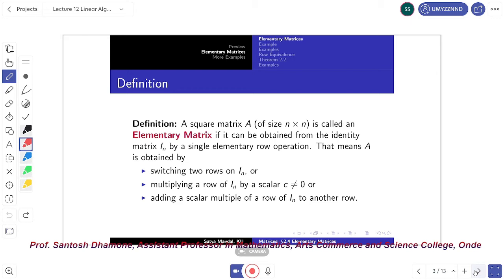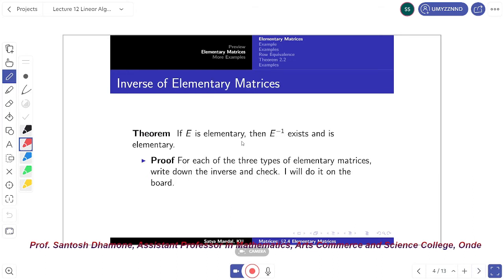Okay, this is a theorem for an elementary matrix. This theorem says that if E is an elementary matrix, then E inverse exists and is elementary. That is, if E is any elementary matrix, then its inverse E inverse exists and is also elementary.